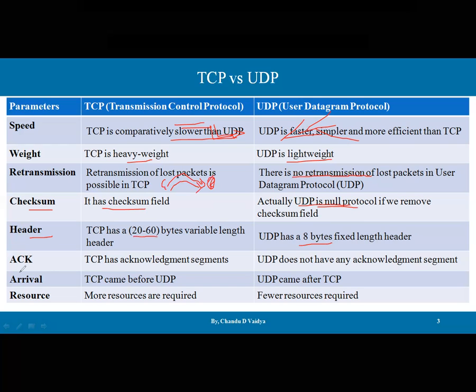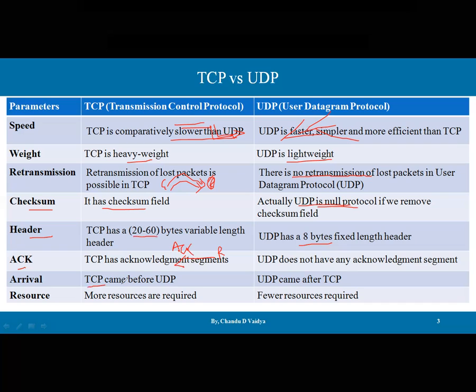Then acknowledgement. TCP has an acknowledgement segment. If the sender is sending to the receiver, the receiver must acknowledge it via the ACK field. UDP does not have any acknowledgement of whether the receiver is receiving any packets or not. It is not a concern of the receiver, and the receiver never informs the source. There is no feedback mechanism, I can say.